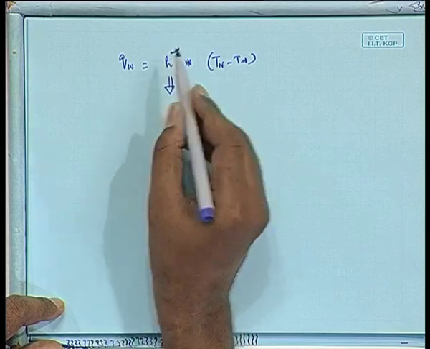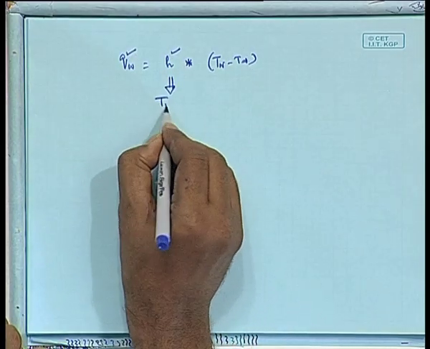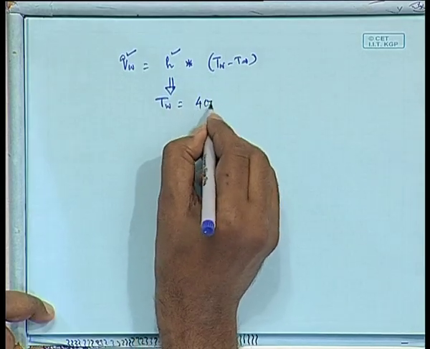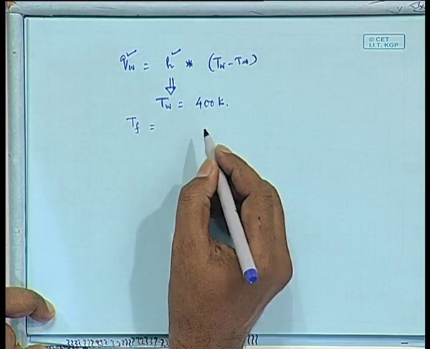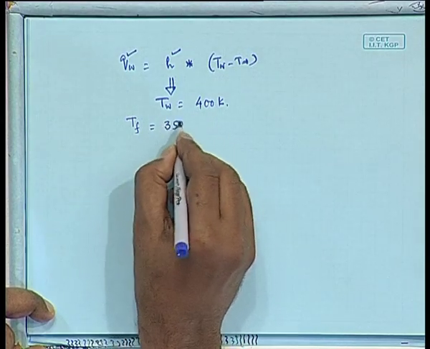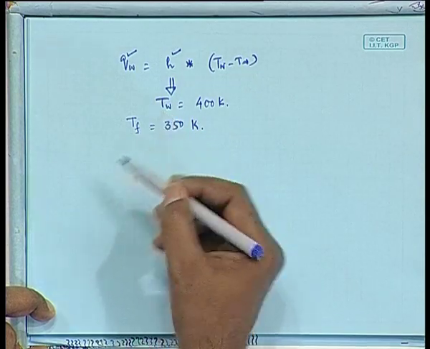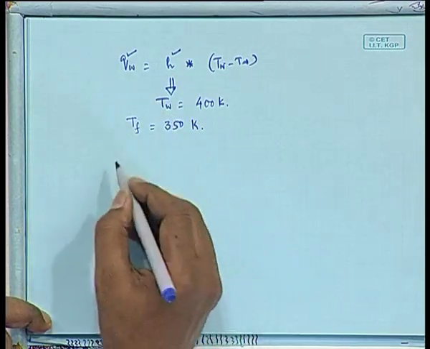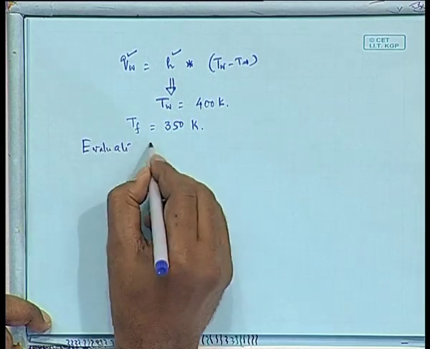You have assumed H, you know what is QW, and you can find out TW as 400 Kelvin, okay. And now we can find out what is the film temperature, that is 350 Kelvin. It is all the same, either you assume TW or you assume heat transfer coefficient, okay. Now you are in a position to evaluate the physical properties.